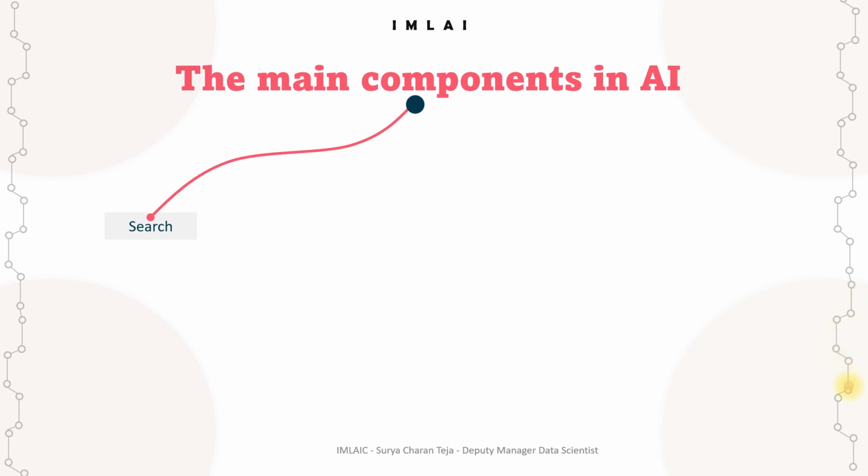Some of the main components in AI, the first one for us is search. Search algorithms are used to find the optimal solution to a problem by exploring a set of possible solutions. Game playing is an example of search in AI, where a computer program searches through all possible moves to find the best one. For example, in chess, a computer program can use search algorithms to explore different move sequences and determine the best move to make.